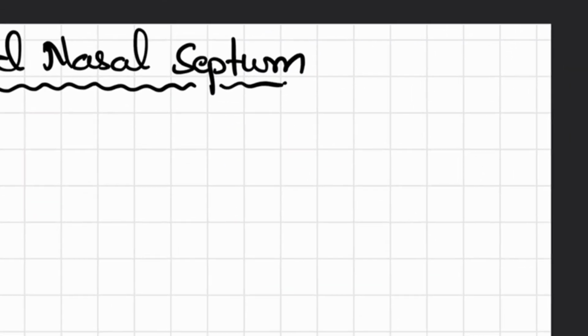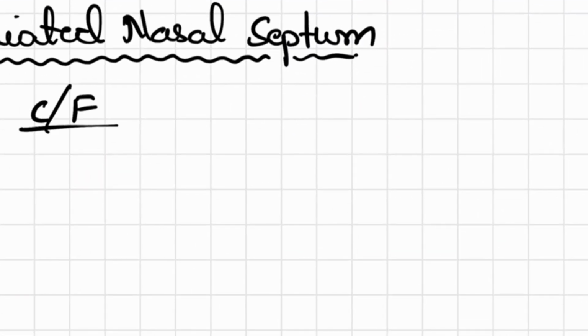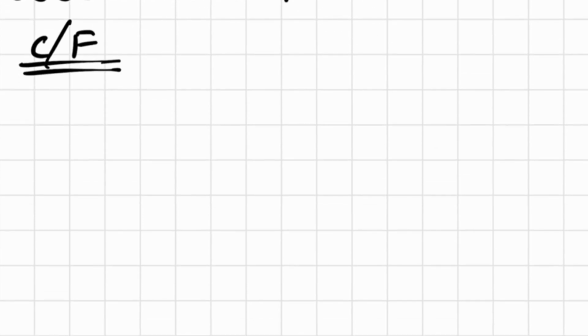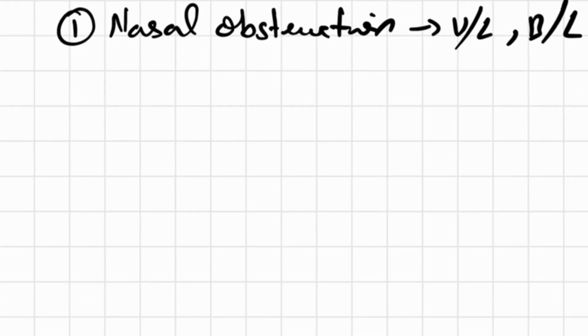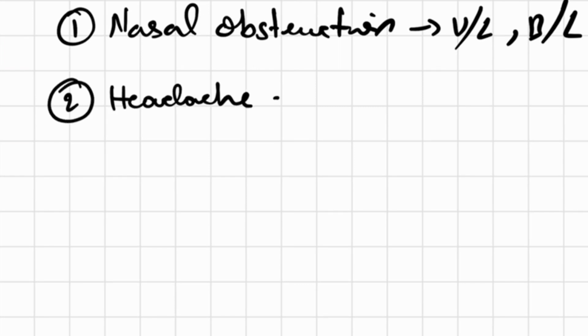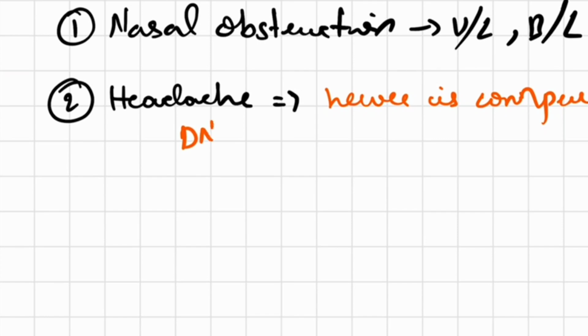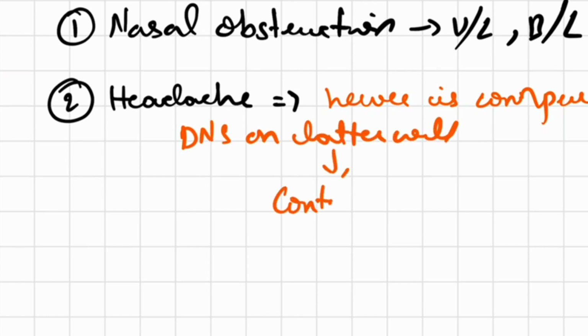Now we shall talk about the clinical features of deviated nasal septum. It includes firstly nasal obstruction. Patients come with nasal obstruction. It may be unilateral or bilateral, depending upon the duration as well as dislocation. Next, we can see patients with headache. This is due to the nerve being compressed by DNS on the lateral wall, which leads to continuous headache.